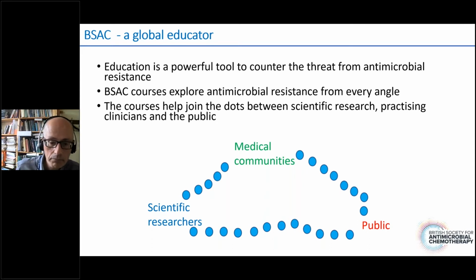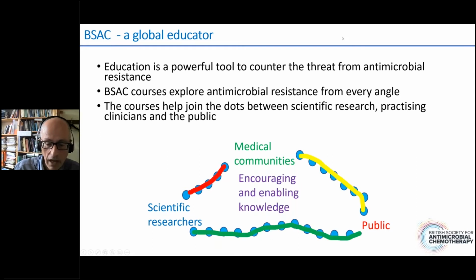and the public. There we go, it's very slow. Okay, and by joining up all these dots, we encourage and enable knowledge.